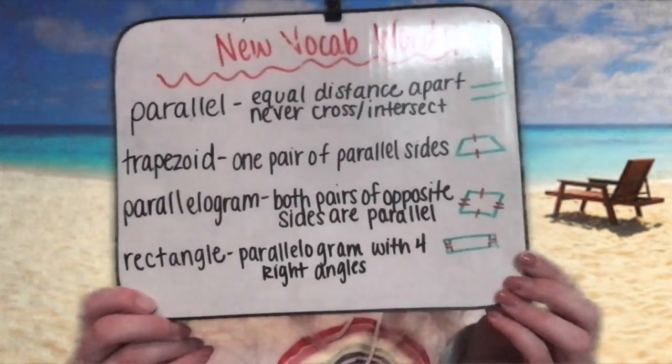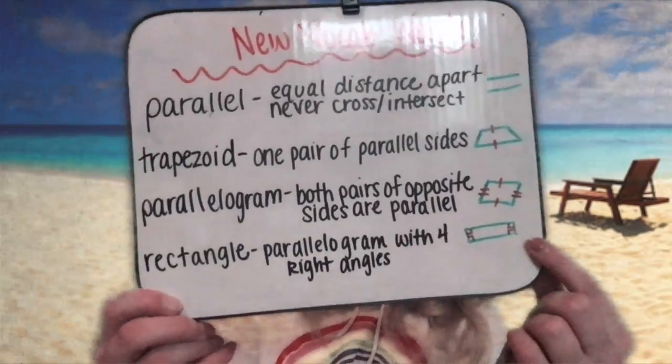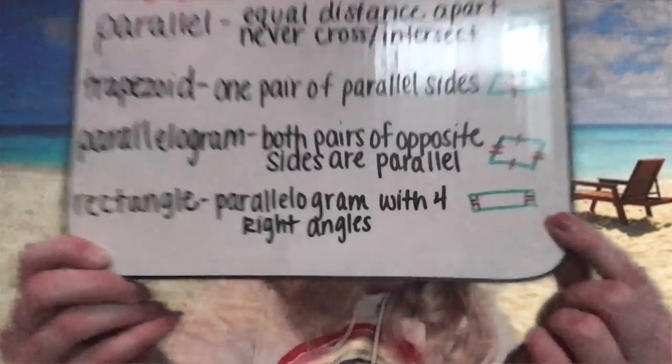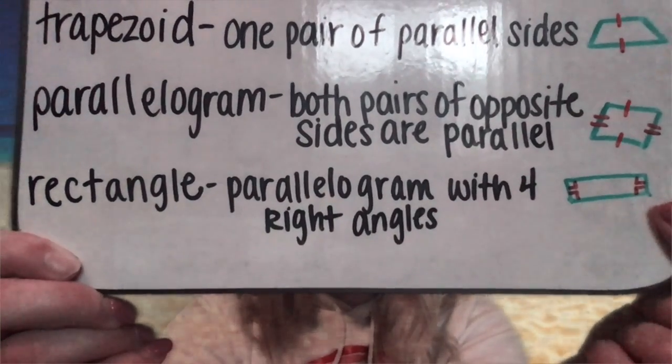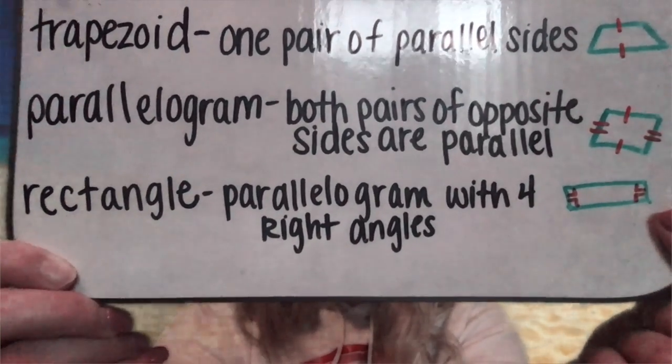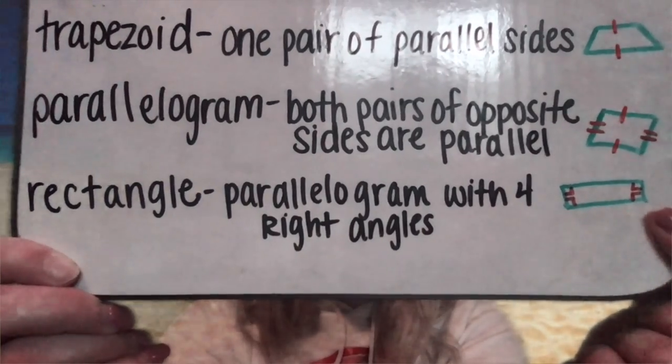Alright, so there's my definition for rectangle. A parallelogram with four right angles. And then if you look closely at my rectangle, you can see that I drew red boxes in the corners. Remember, those boxes represent right angles.